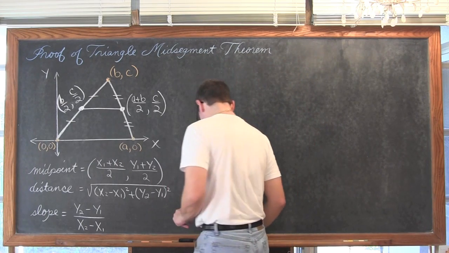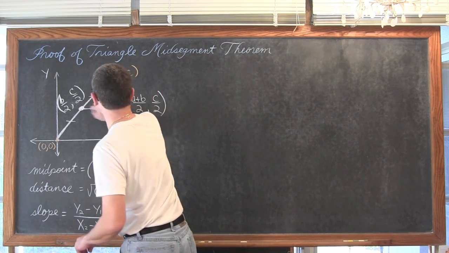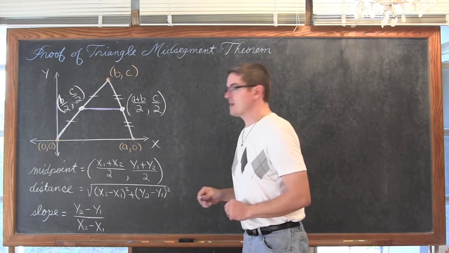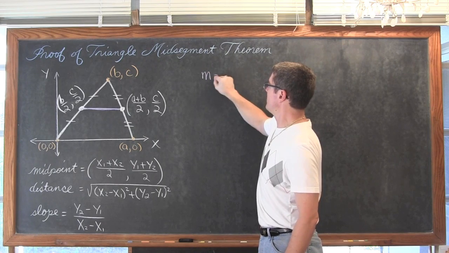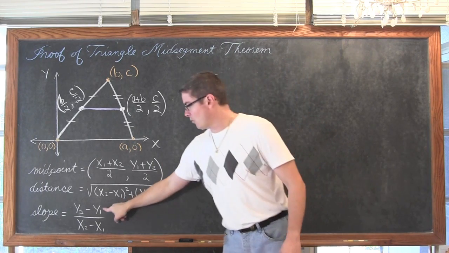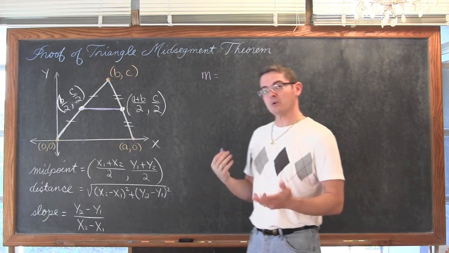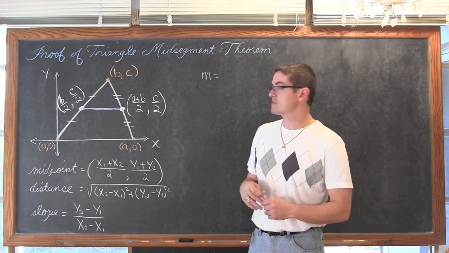For our midsegment, let's color code this so I can tell what I'm doing here. Hopefully that purple shows up. We're going to find the slope of the midsegment. So the slope is equal to y sub 2 minus y sub 1 over x sub 2 minus x sub 1. So I want to subtract my y's over my x's, and I just need to make sure I keep it in the same order both times.